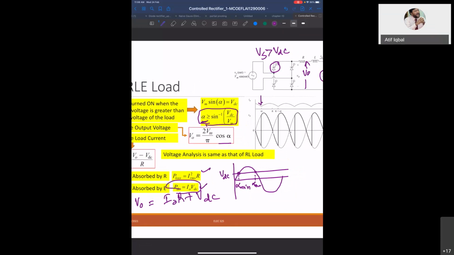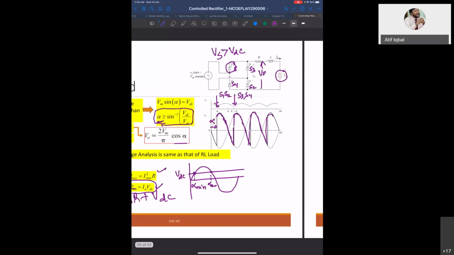This is how the waveform will look. This is S1, this is S3, this is S2, this is S4. S1 and S2 are on here, and S3 and S4 are on here. When S1 and S2 are on, at an angle alpha, you will get this as your output voltage. And then at π + α, the second pair is on, so you will get this as the output. This is how you get the output voltage.